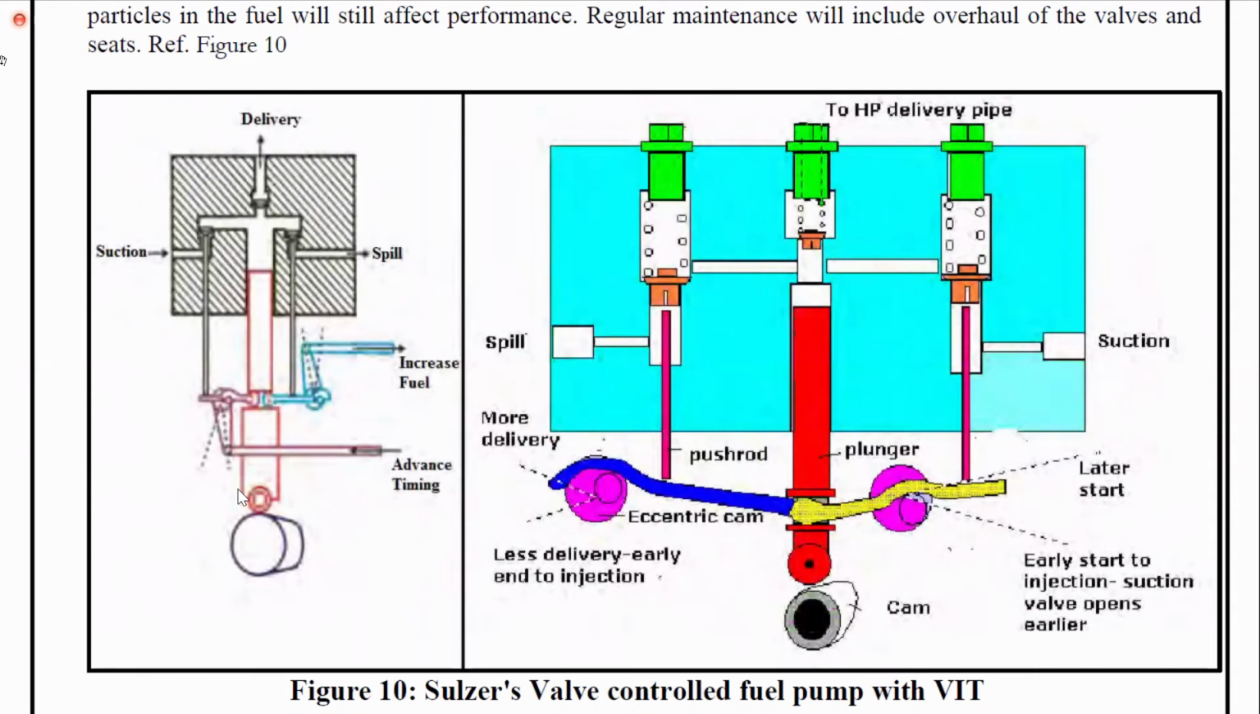Sir, if the load is less than 40%, then VIT is not in action till then. After 40% of load, to increase the peak pressure, the barrel will go downwards and the timing of fuel injection is going to advance. Stop. What do you see on my screen? So, Sulzer. Talk about this.